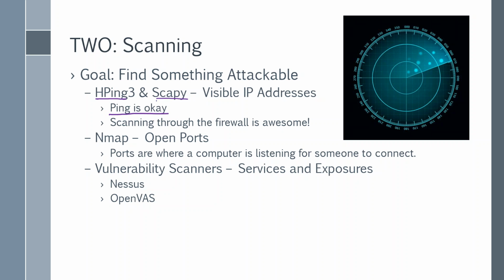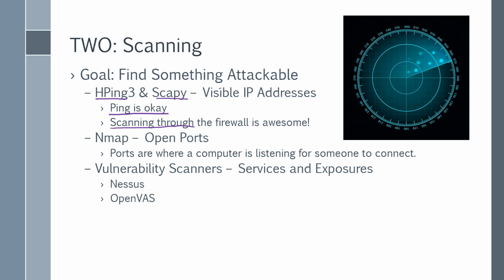And you can use these tools to try to trick a firewall into believing that these are already existing valid connections, like setting the TCP ACK flag, acknowledging this connection already exists, even though there's not a valid connection there. So I get through your firewall, all right? So ping is okay, but scanning through your firewall, that's the bomb. That's what I want to do. So I use those tools to do that.